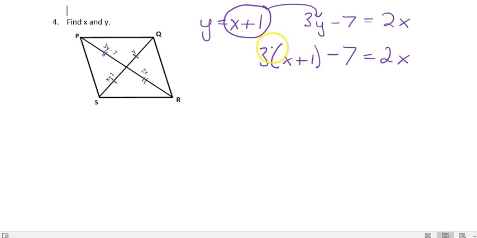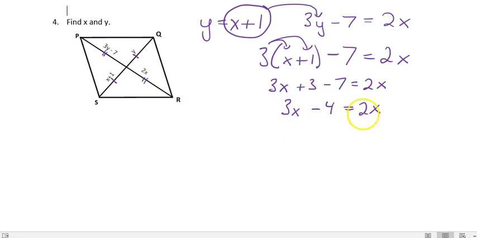Now, this is what I was talking about. I need to do 3 times x and 3 times 1 to distribute. So 3 times x is 3x, 3 times 1 is 3, and then I need to combine like terms. So on this side here, I have 3 and negative 7, or 3 minus 7, so I'm going to get minus 4.